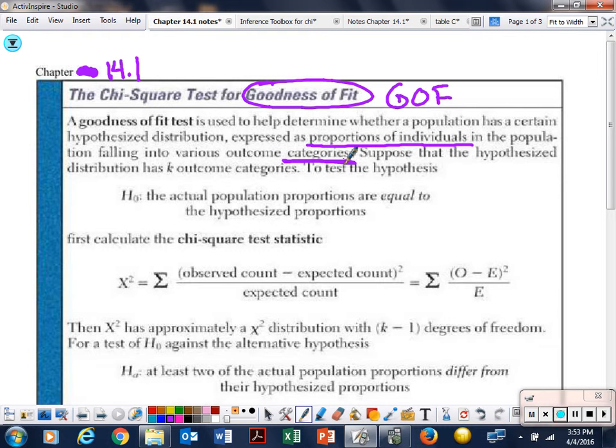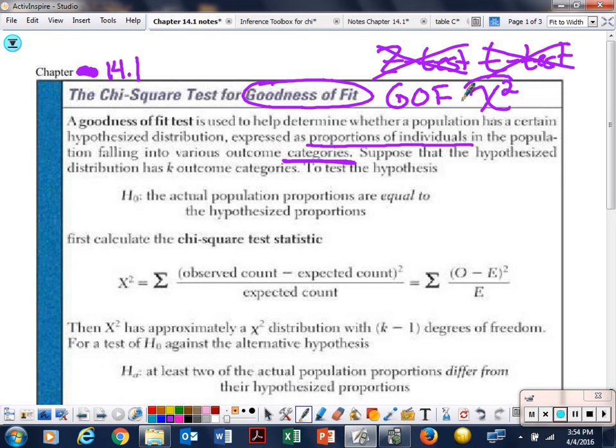So we will not be using the z-test. We will not be using the t-test. Okay, we have a new test, which is the chi-squared test for goodness of fit, and we use what looks like x squared. That is the symbol they use for the chi-square test.